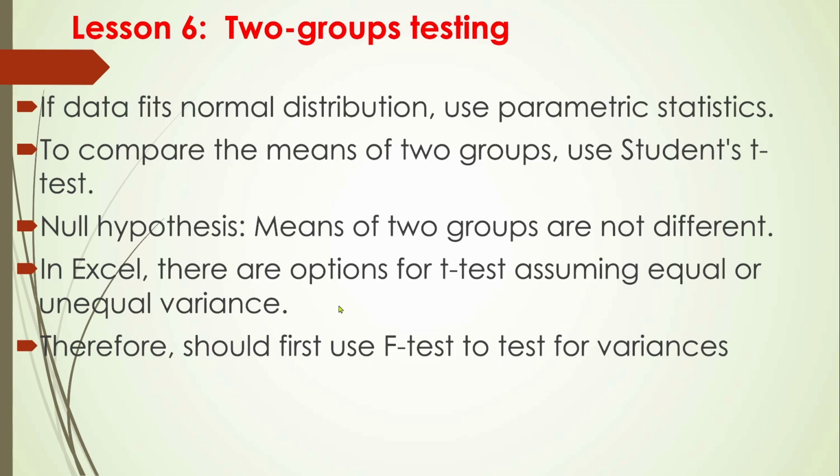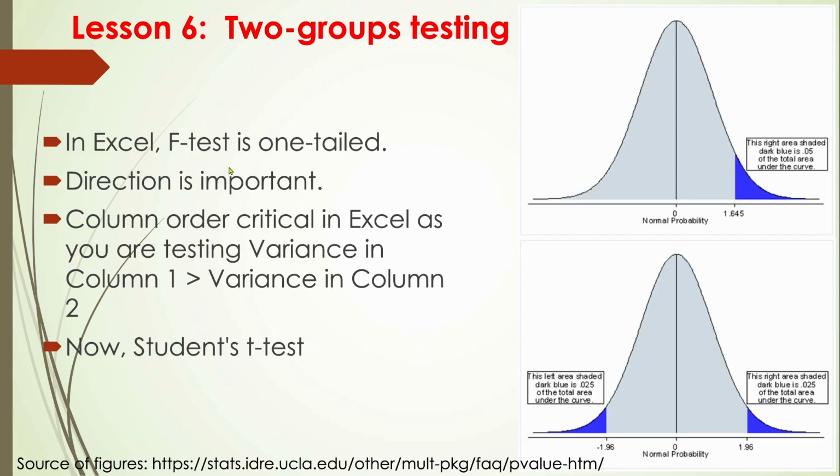So in Excel, there are options in the t-test that assume equal or unequal variance. Therefore, we should first use the F-test to test whether the two groups have equal or unequal variances. In Excel, the F-test is done as a one-tailed test, so direction is important, and you must remember to place the column data with the larger variance on the left.